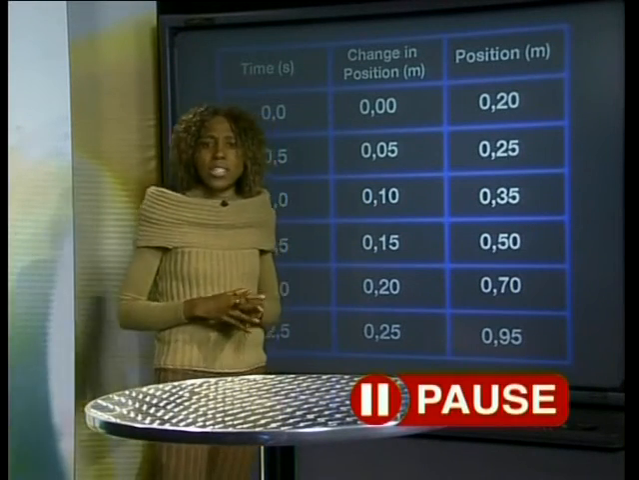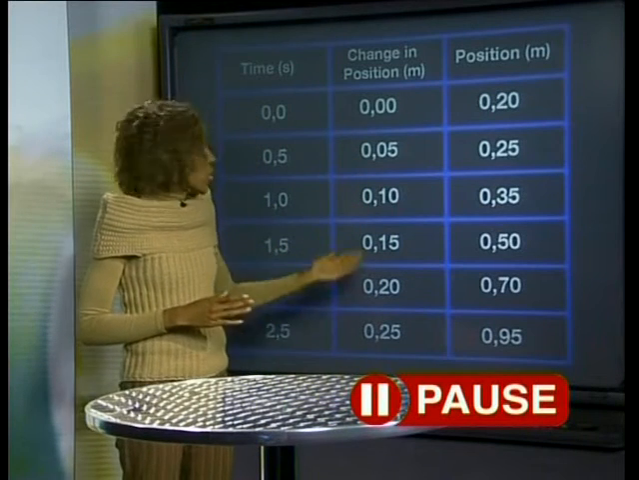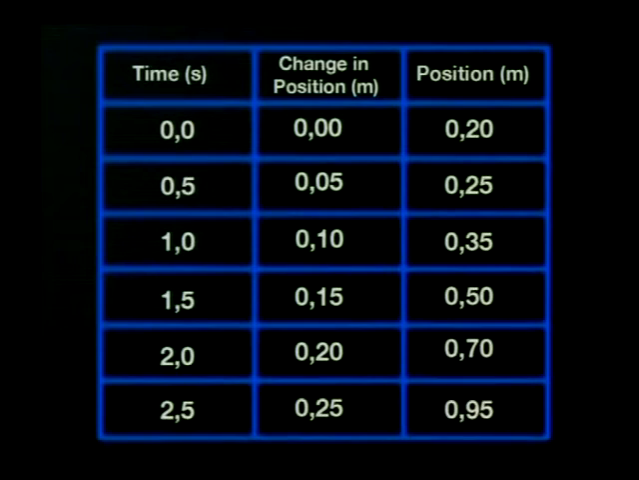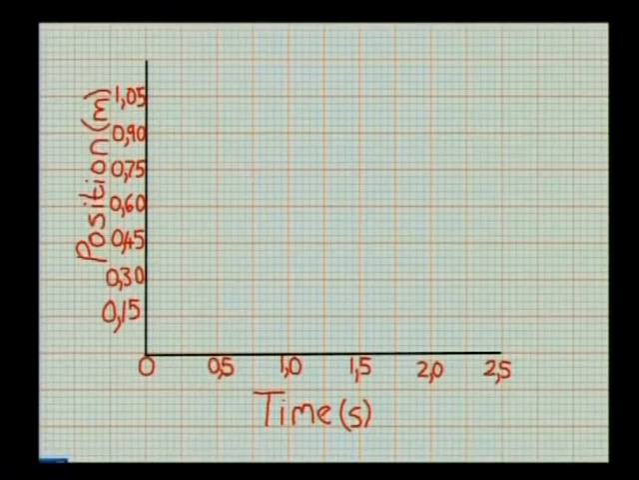What is happening to the displacement of the trolley for each of the time intervals? Clearly, the change in position is increasing. Now that we have a table of displacement versus time, Nelly shows us how to use it to draw a displacement versus time graph. On this graph, time is the independent variable, so we place it on the horizontal axis, and the position, the dependent variable, is placed on the vertical axis.